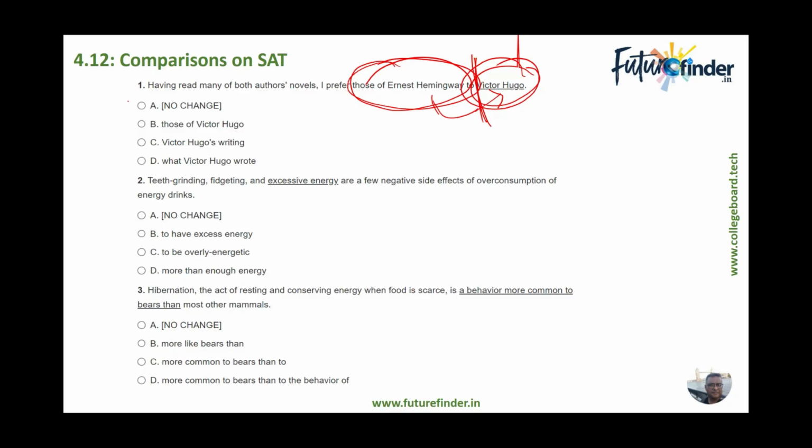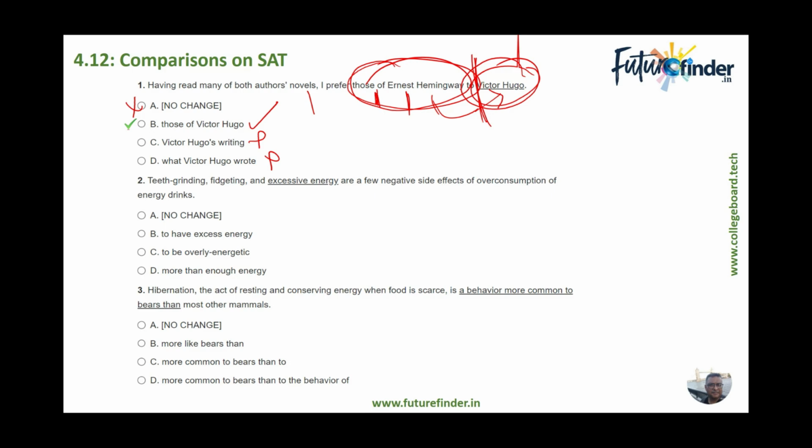So definitely A is not a good answer. To those of Victor Hugo seems to be a good answer. Victor Hugo's writing, no, you cannot compare the novels of Ernest Hemingway to Victor Hugo's writing, and that of Victor. This is absolutely incorrect. So the answer should be B.